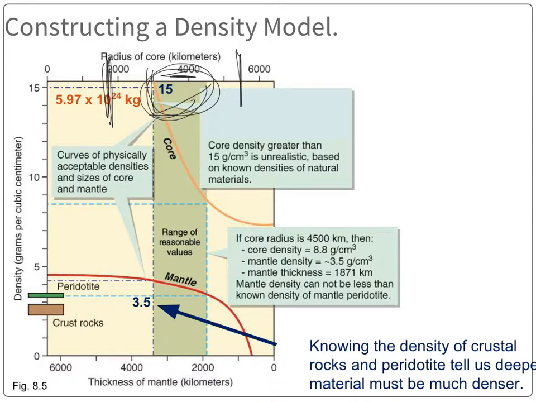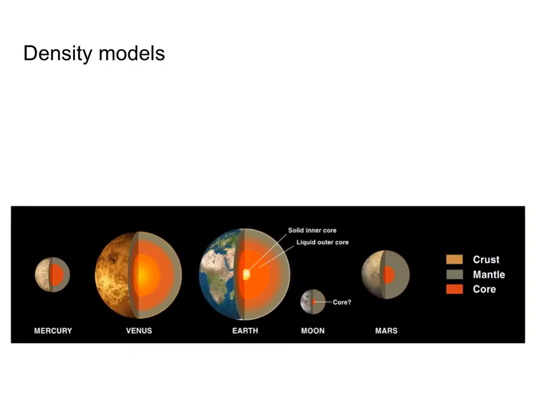I'm kind of glossing over and making it a generic analysis, but just that logic by itself allows us to constrain how big the core can be, how thick the mantle can be. Because if we let the core get too big, it's going to throw off the overall mass measurements that we've made of the Earth. If we make the core too small, it's going to throw the measurement off in the other direction.